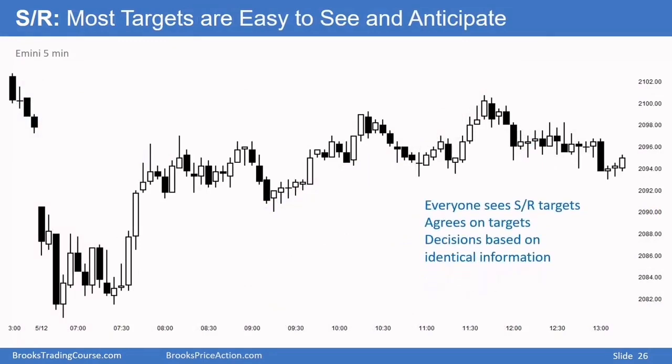Experienced traders all see the support and resistance targets. Everyone agrees on the targets. And the decisions that everyone is making, they're using the same information. You have to learn to spot the targets.